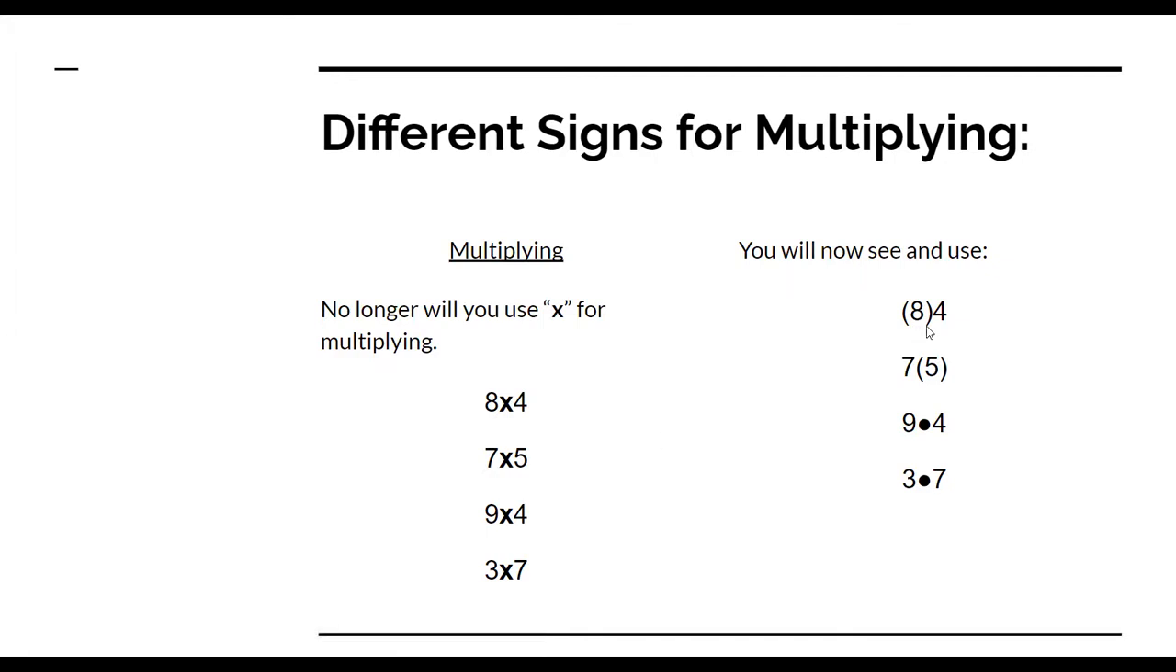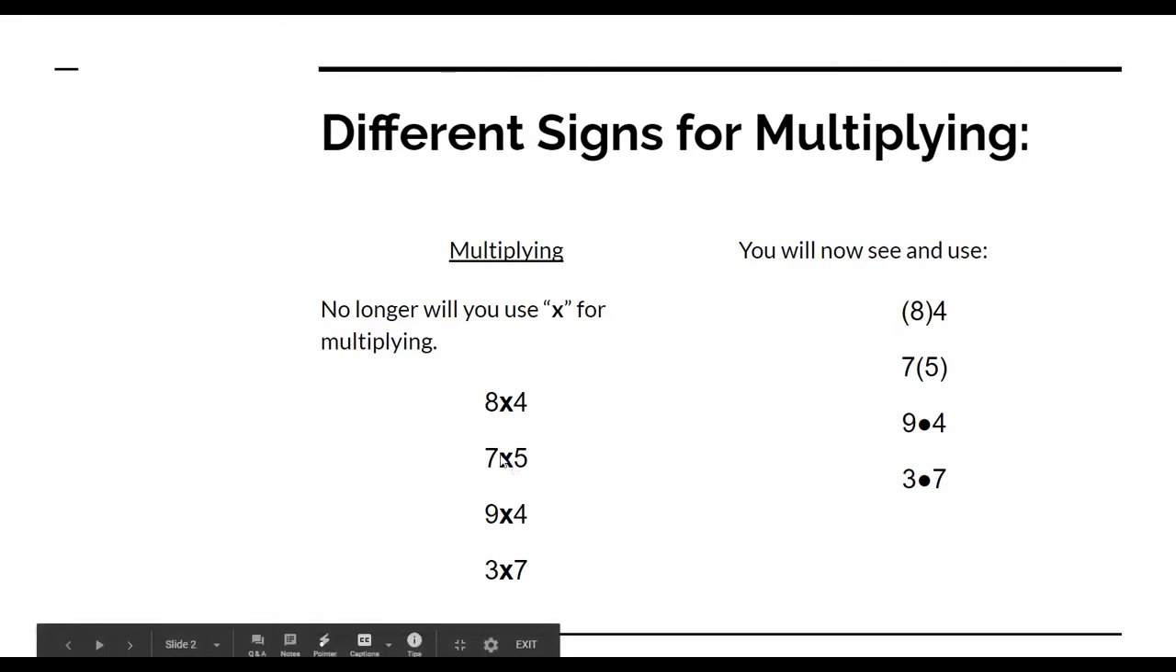Instead, you will see parentheses like this, or you'll see a dot. All of these mean that you are multiplying. So this is 8 times 4, 7 times 5, 9 times 4, 3 times 7. All of these will indicate multiplying from now on. No longer will you use X, you will see these symbols, okay?